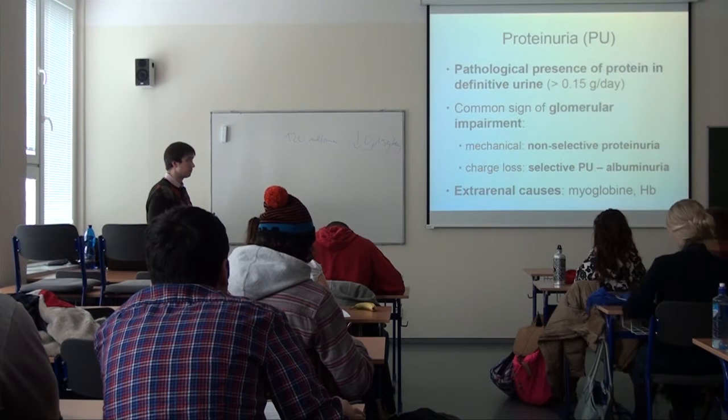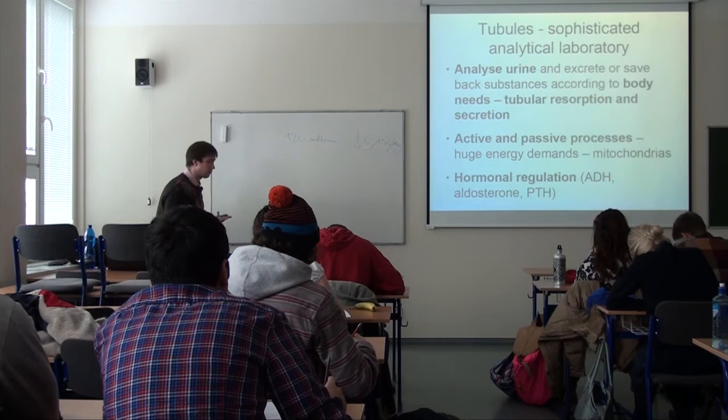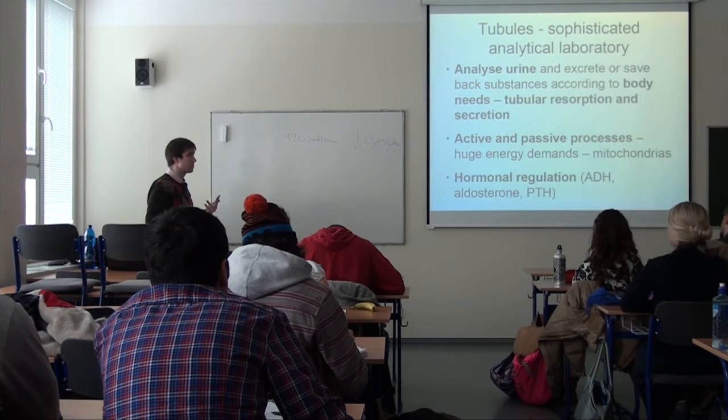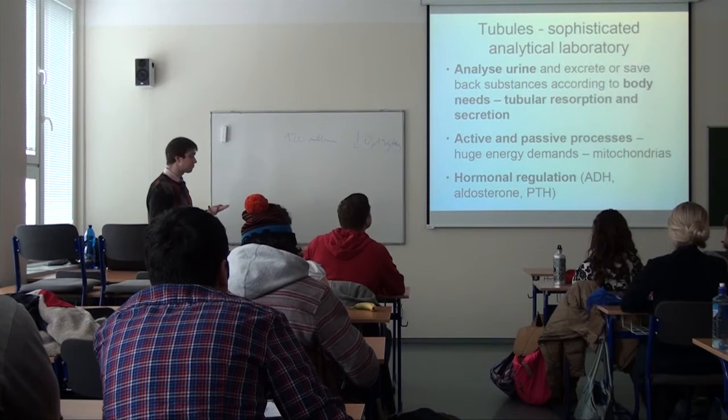So that was the glomerular filtration. Very simple process. You need blood pressure and you need to have the molecular sieve with negative charge. Yes? And 20% of plasma is filtered to the tubules and we call it primary urine. Now the primary urine enters tubules.